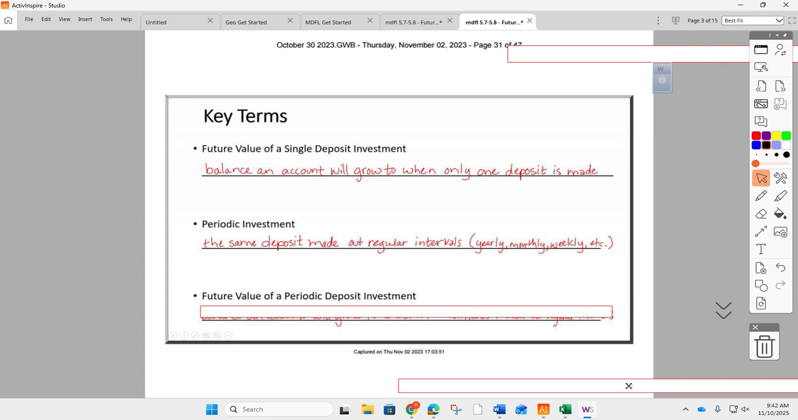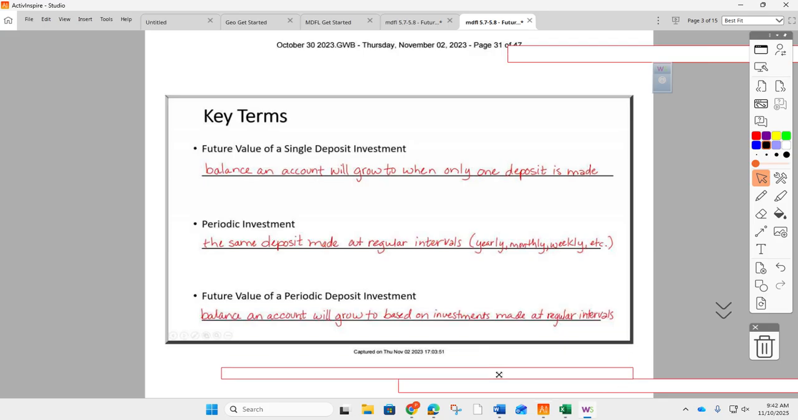The future value of a periodic deposit investment just means you know how much you're going to be depositing, you know how often you're going to be depositing it, you know the interest rate, and you know how long. How much will it be worth? That would be what will it be worth in the future.